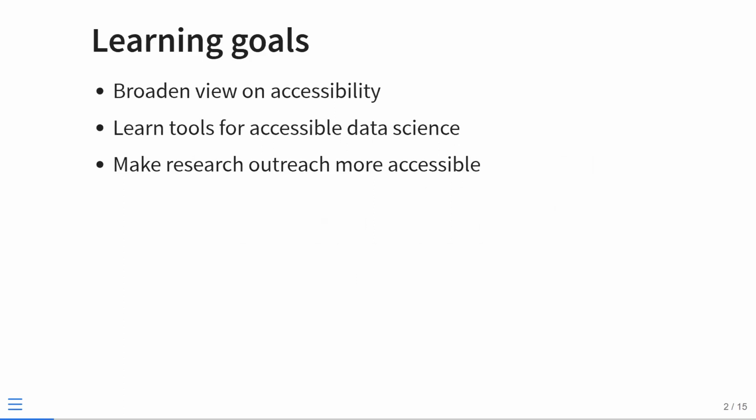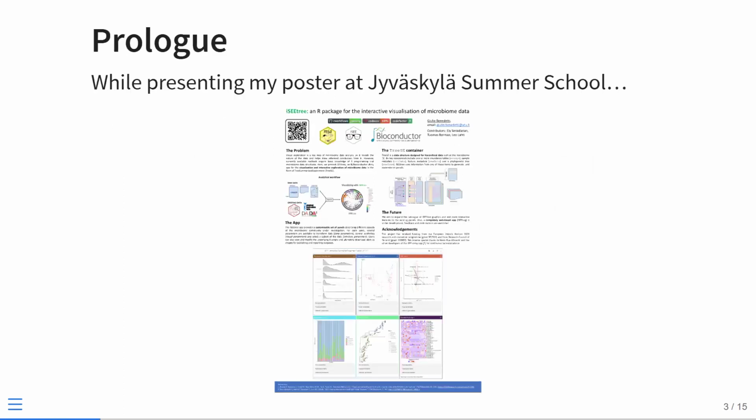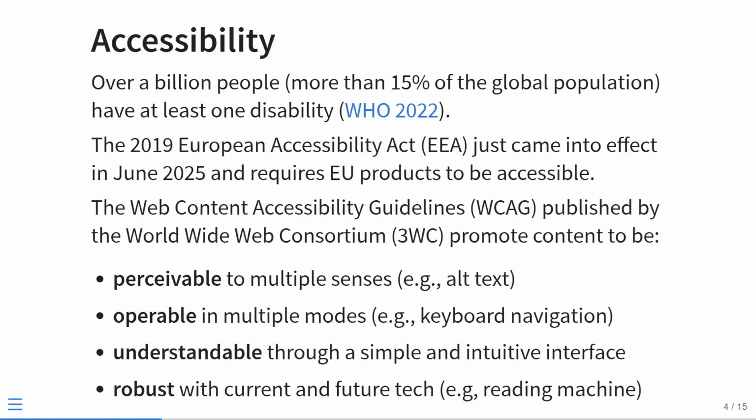So after this presentation, you have probably more tools to work with for accessibility for your research output, posters, and things like that. Last year in the European Union, a new law was passed that products have to follow these kinds of guidelines for accessibility, and now companies have to really follow them if they want to be competitive. So perceivable, operable, understandable, and robust products, software we're talking about here.